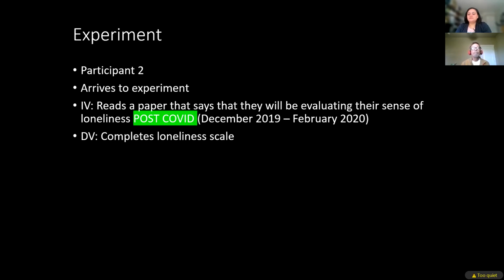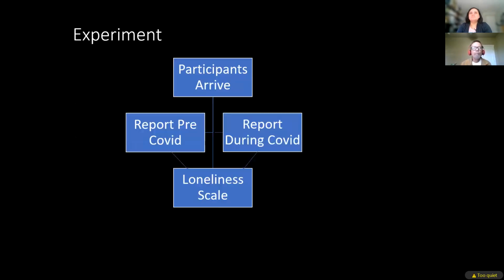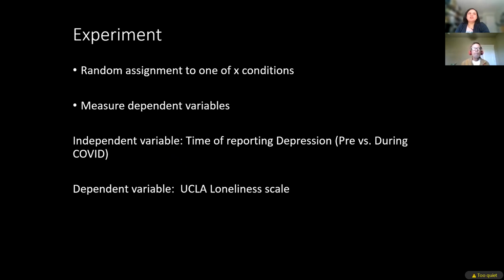Okay. So if this person wanted to do a correlational study, they would just track people across time and continuously measure their sense of loneliness. So you could correlate time with loneliness. But by randomly assigning people to either pre or during COVID, that is what makes it an experiment. So you can compare the differences. And that way you can say the time of reporting is what causes the loneliness to be different.